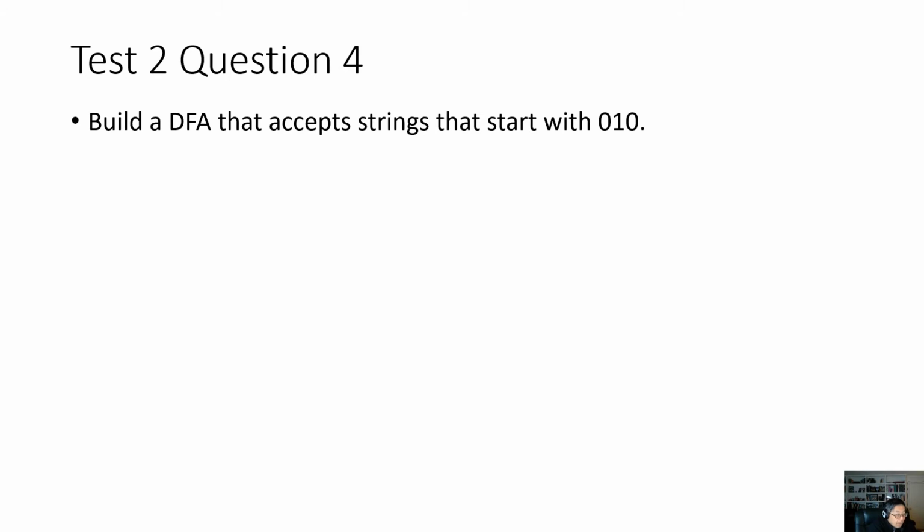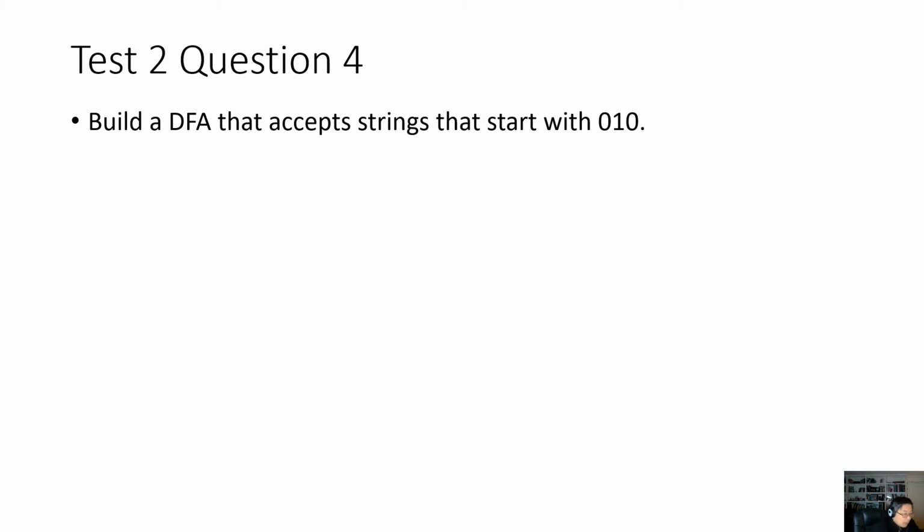Today, I'm going to provide answers for some of the questions in Test 2 of CSC7013, Advanced Math for Computer Scientists. I found that many of the students have some issues with the questions related to the deterministic finite automata, the DFA. So I'm going to pick some of the questions, question 4, 6, and 7, and provide some of the answer keys for this.